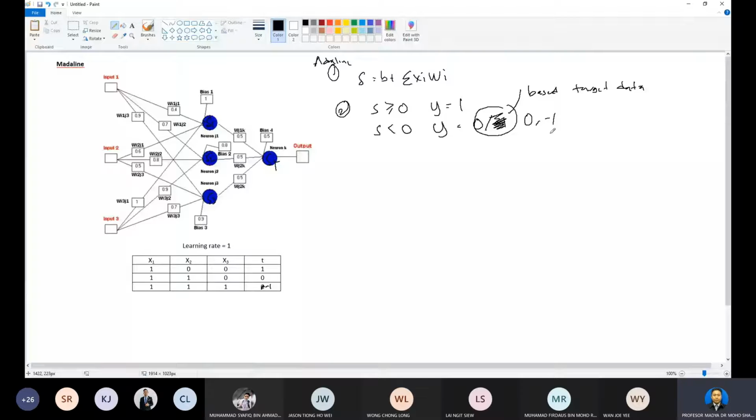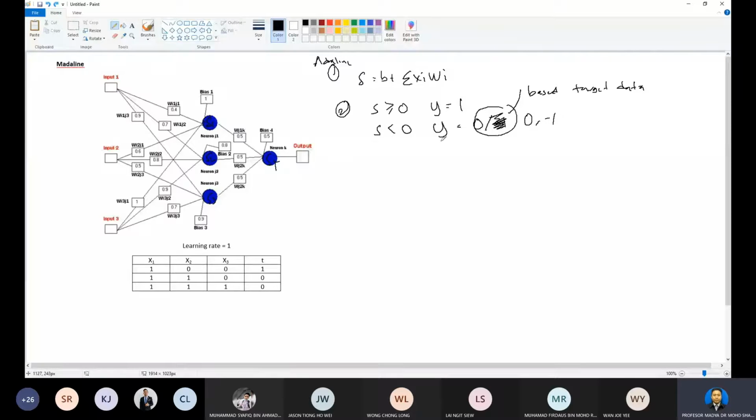For simplicity, normally I will choose only 2 patterns: either 1, 0 or 1, negative 1. Okay, so that's after you compare.